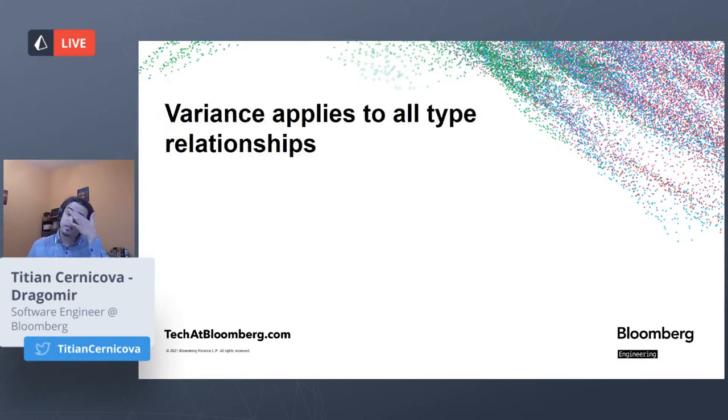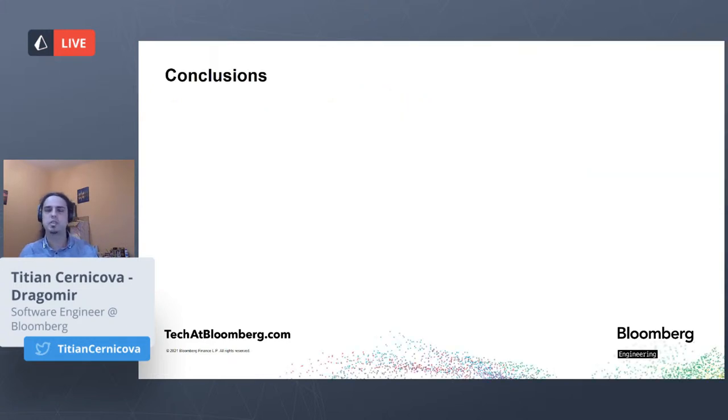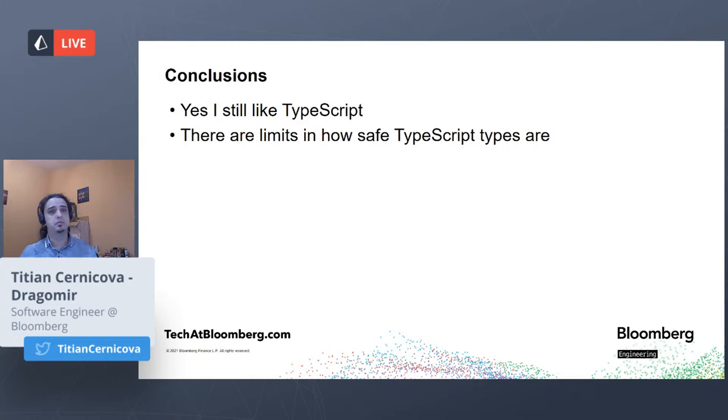A lot of the time, variance is at the root cause, and the way TypeScript deals with variance is at the root cause of it. So, some conclusions. Yes, I still actually like TypeScript. I know I've been pointing out some of its flaws, but I think that's also important. We have to know what the limits of type safety are in TypeScript and know where we're about to fall off the edge.